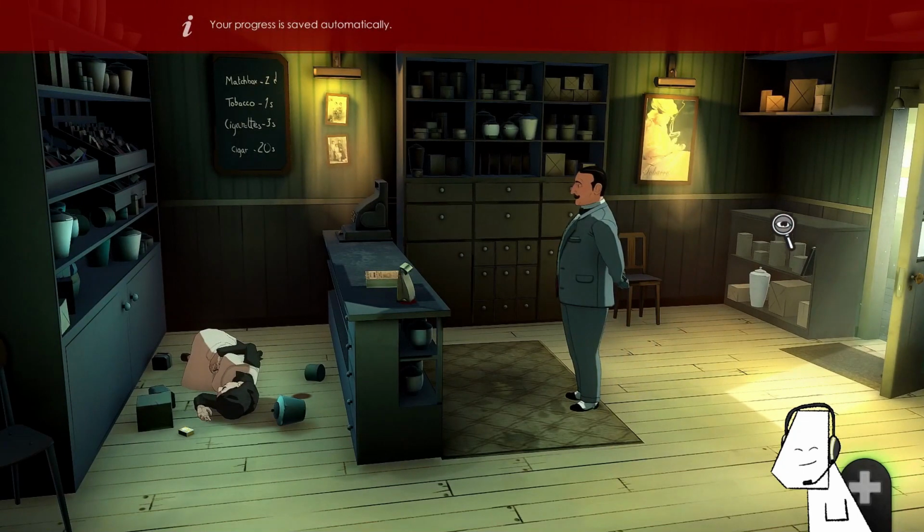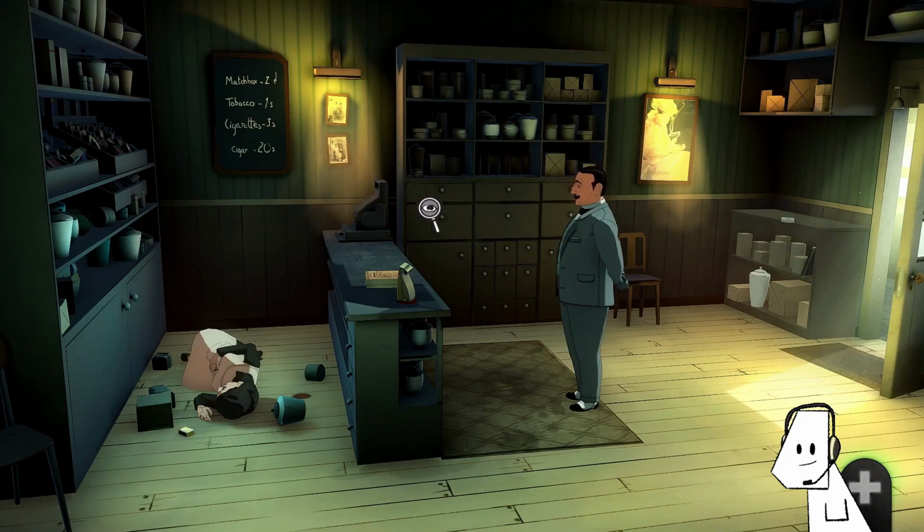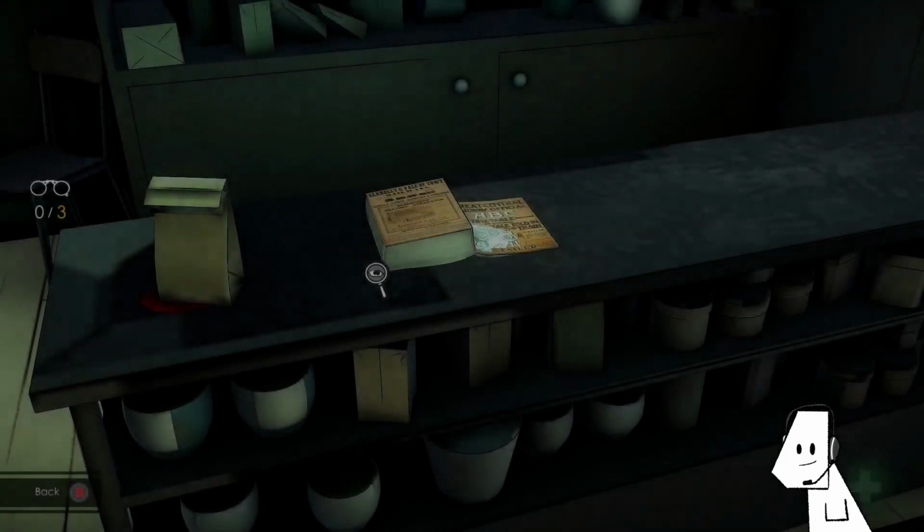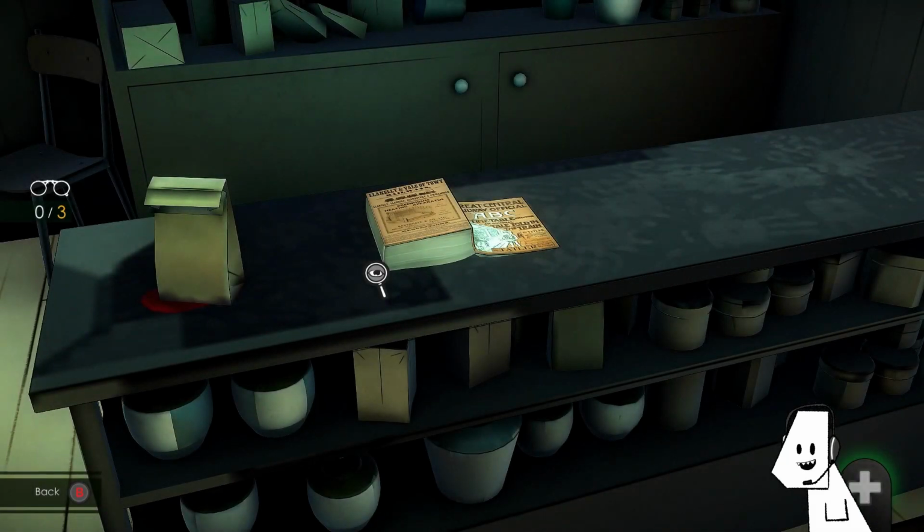Okay. We are in the crime scene. We need to be observant. Okay. Let's have a look. What's the book? The ABC murders. And there's a book that says ABC.